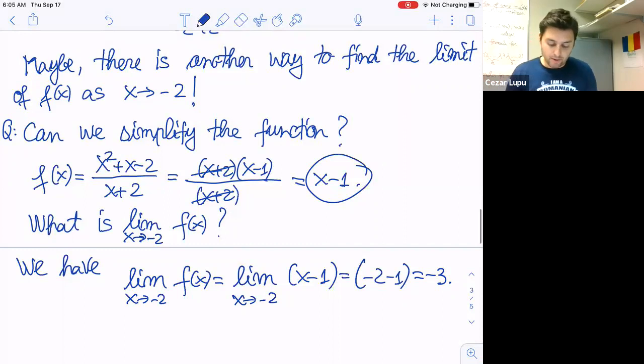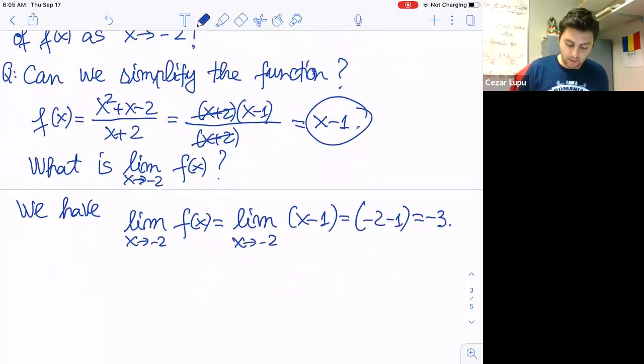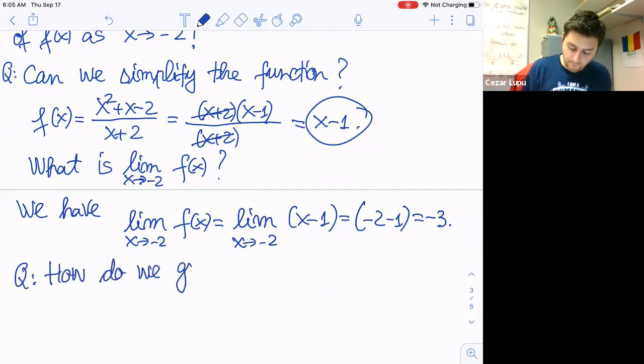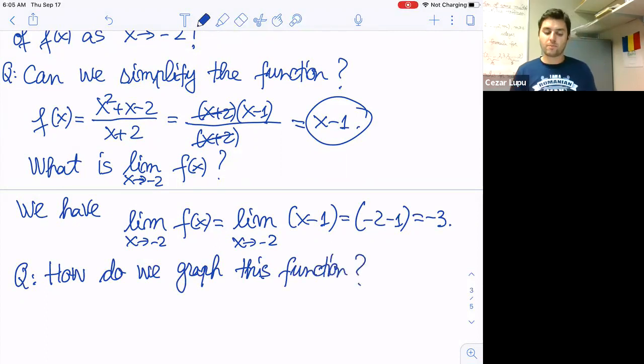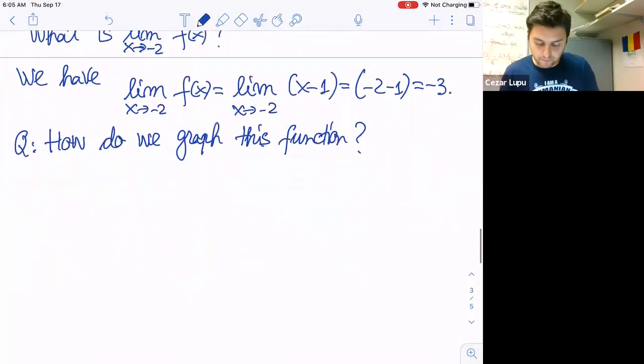Now, how do we graph this function? So the question is, how do we graph this function? That is the question. Okay, let's do it.